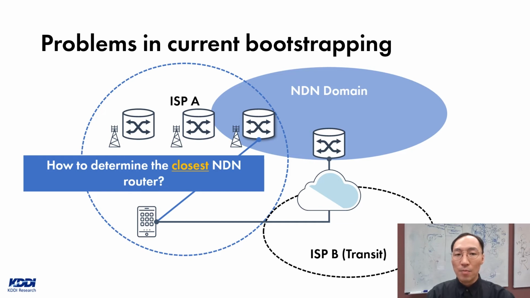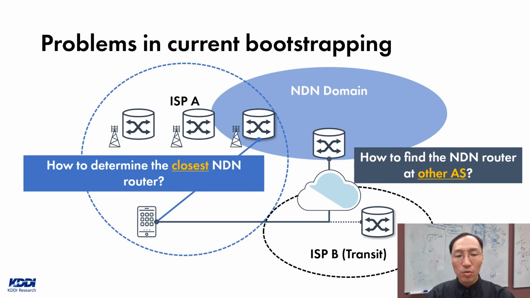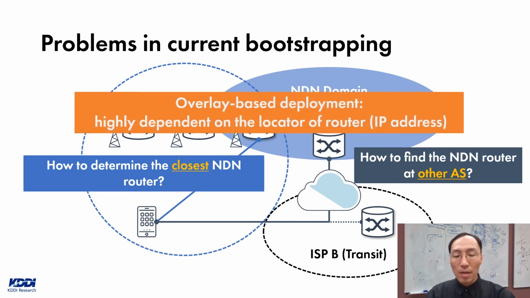Second case is the deployment at an on-path transit provider. Even if the transit provider deploys an end-to-end router, the consumer cannot connect to this router unless the transit provider advertises their internal router's information to the external services. So the fundamental problem is that even though end-to-end communication does not depend on the locator, the overlay-based deployment is highly dependent on the locator of the router.